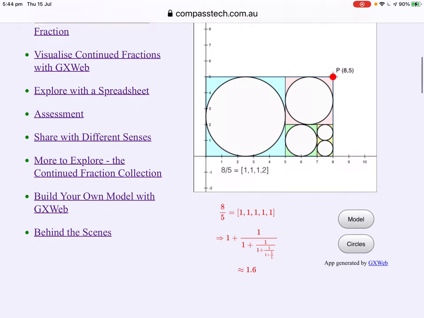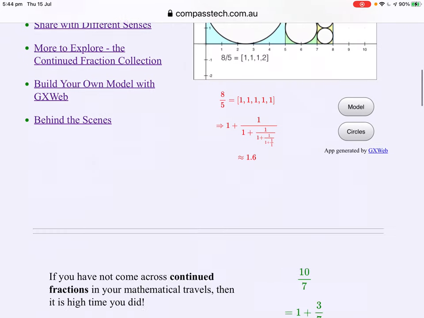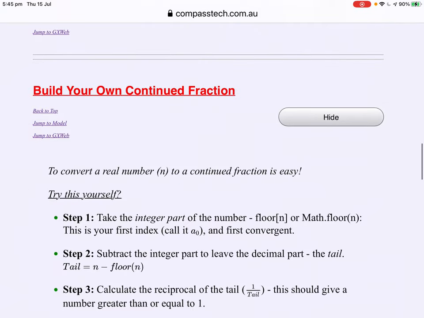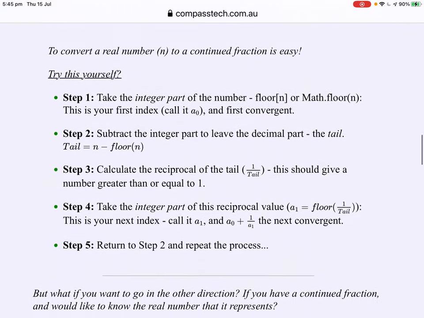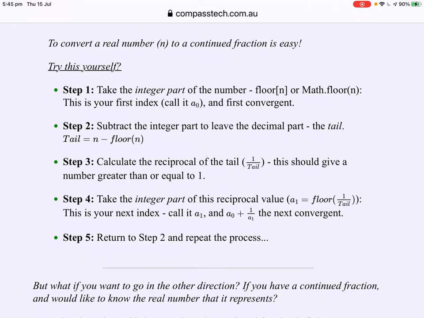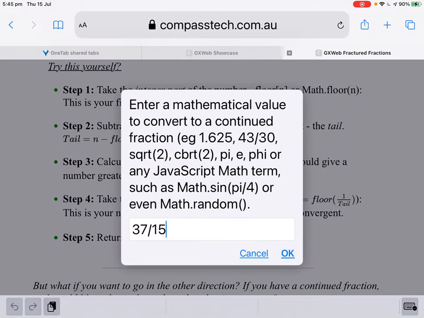Now, converting a normal number or decimal to a continued fraction is not hard. Let's have a quick look. All you need is a calculator or a piece of paper and a pen. Suppose we're going to convert a number to a continued fraction. Let's take 37 over 15. I could have entered it as a decimal, or in fact as a square root 2 or pi. We'll just use this one, 37 over 15.